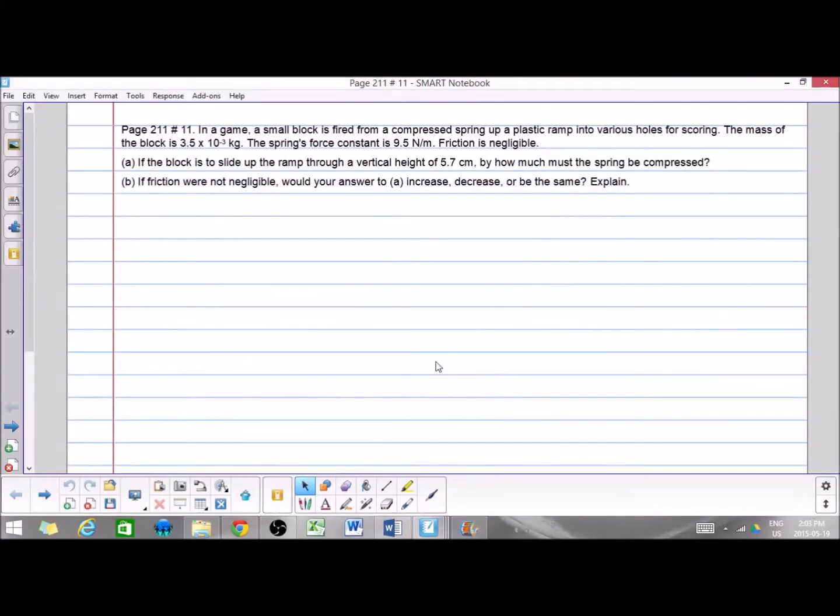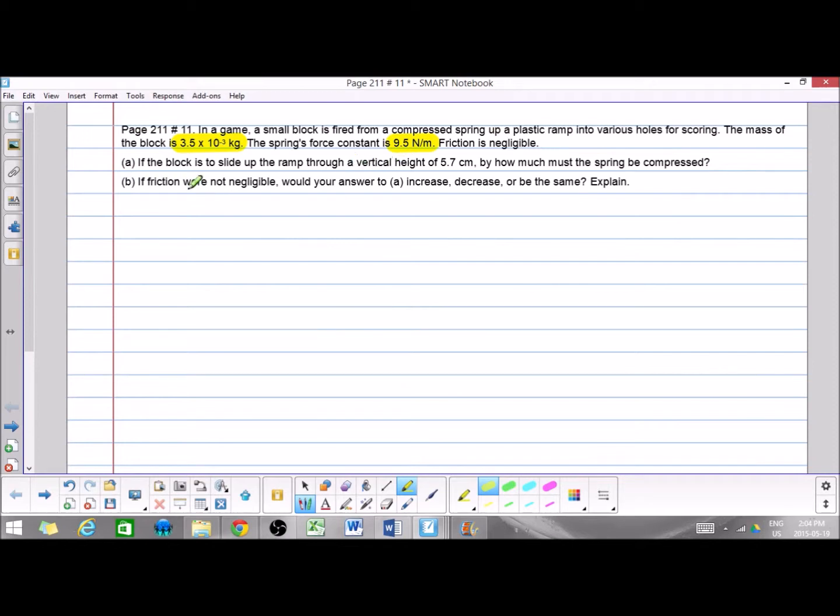The question is from Nelson Physics 12, page 211, number 11. It's a conservation of energy question that involves a spring. So you now have elastic potential energy in addition to gravitational potential energy and kinetic energy in this question. What you have is a block on a ramp being fired up the ramp by a spring. We've got some information here we'll need about the mass of the block and the spring constant for the spring. We'll come back to those at the end.